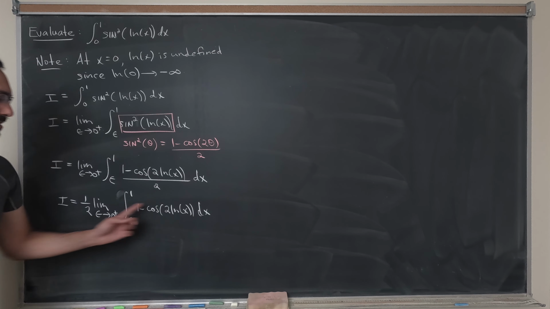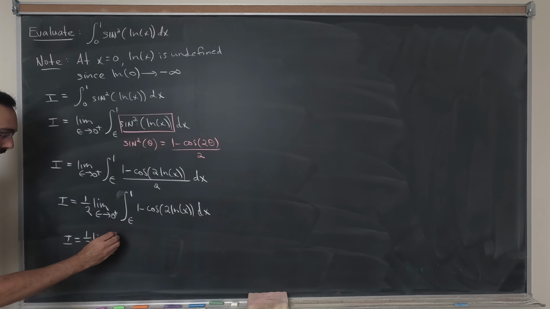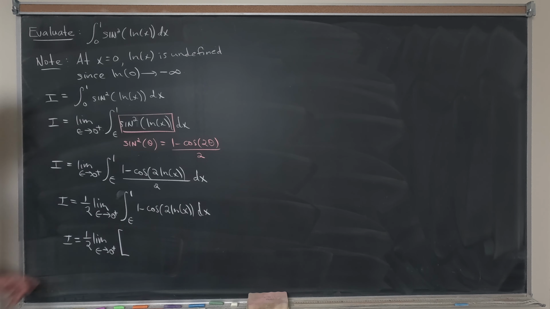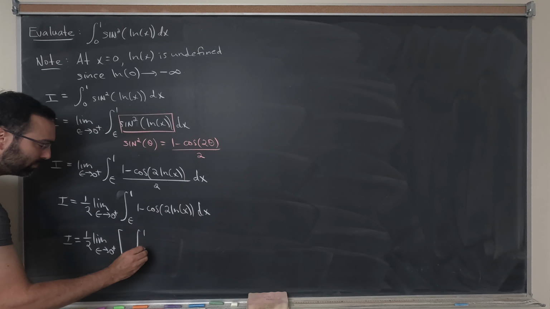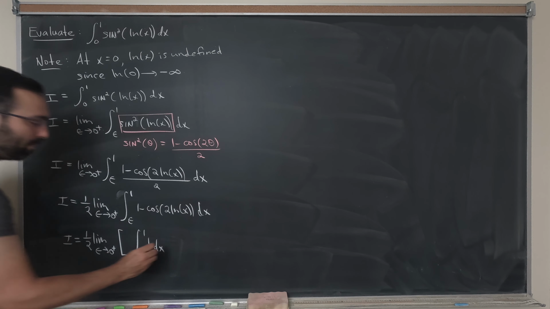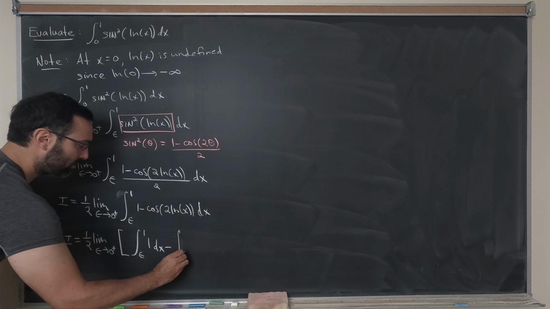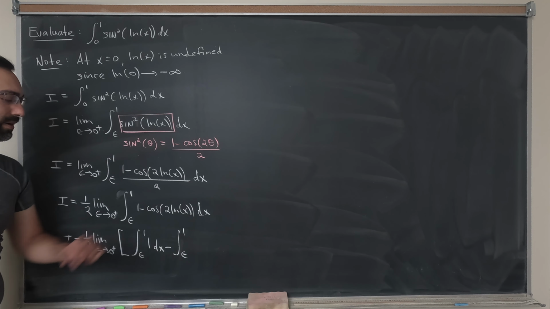Well, we can split this up into two integrals. So the way we'll do that is write I equals half the limit as epsilon approaches 0 from the right of, well now, with this term, the integral from epsilon to 1 of 1 dx minus the integral from epsilon to 1 of cos of 2 ln of x dx.